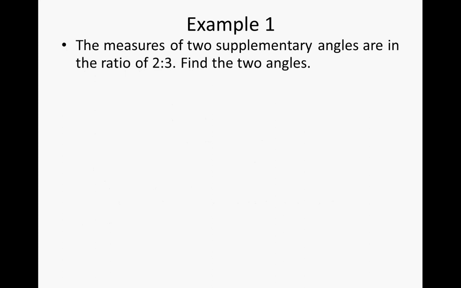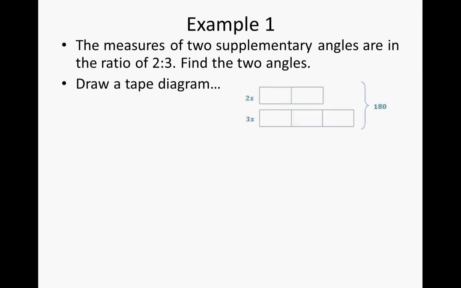So example 1. The measures of two supplementary angles are in the ratio of 2 to 3. Find the two angles. If we draw a tape diagram, we would have 2x, because we know we have 2 times some number, and then we have 3 times that same number, and both of those are going to sum up to 180 degrees because they say they're supplementary angles.